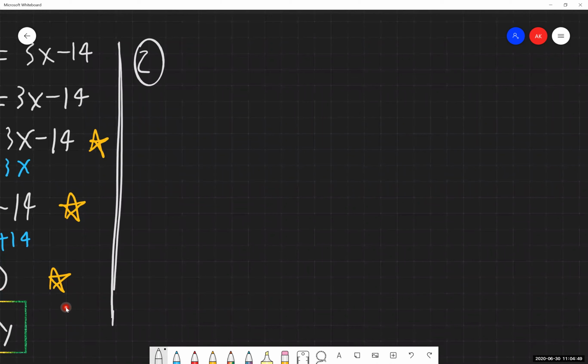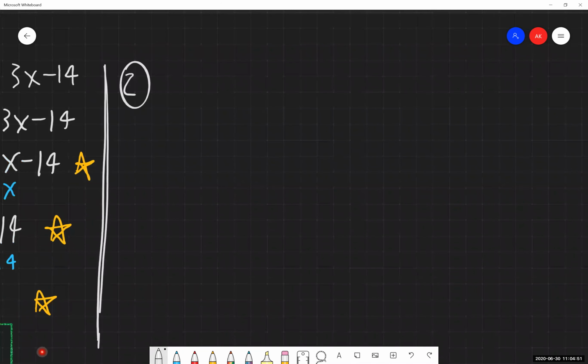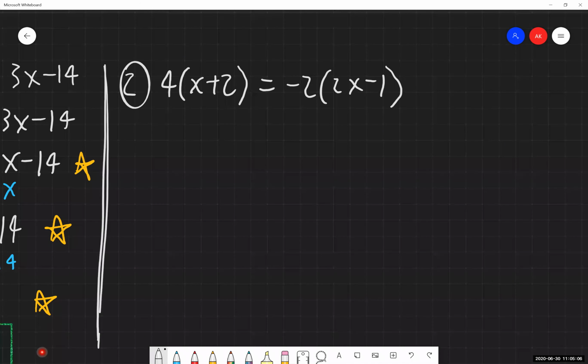So working with our second example, again from that same list that we were looking at on the other screen. Our second example, we are working with this guy here. So we have 4 times the quantity x plus 2 is equal to negative 2 times the quantity 2x minus 1. And again, starting off with this thing, we're just going to be simplifying both sides down and solving this as if it were any other problem we've done in the past, where we are just solving the linear equations that we have here.